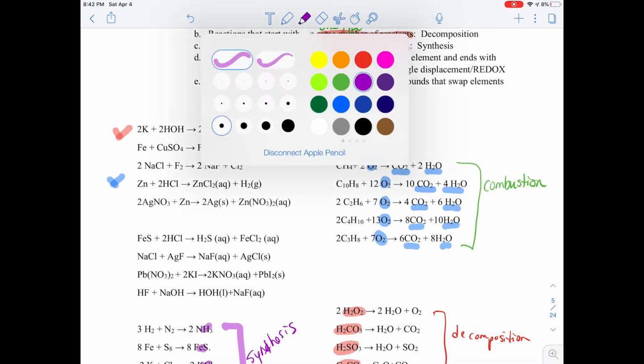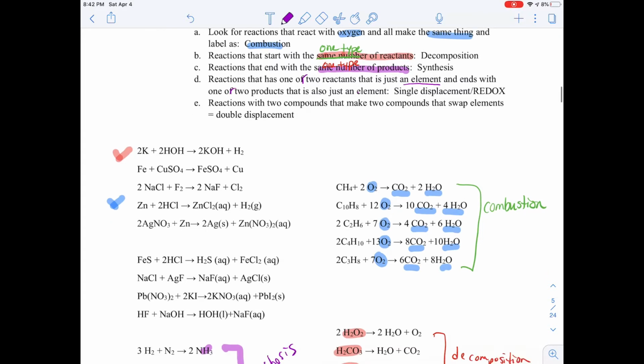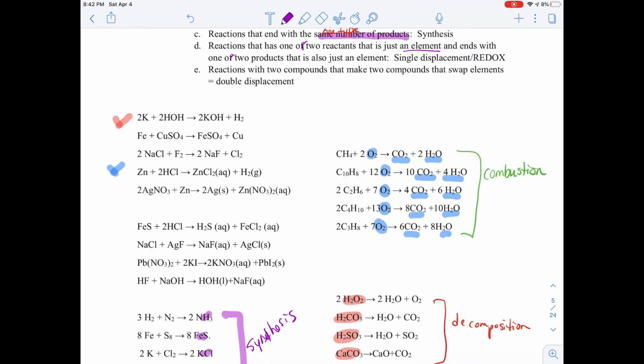All right. So now what about our next one? We're looking for a reaction that has one, I think that's supposed to be or, one or two reactants that's just an element. And it ends with one, I bet that's or, two products that's also just an element. So elements are the last ones, the ones that have elements. Oh, wait. I think I see it. Okay, so right here, that's just an element, and that's just an element. Oh, yeah, that's just elements. There it is. Oh, yeah, okay, so this is called a single displacement.